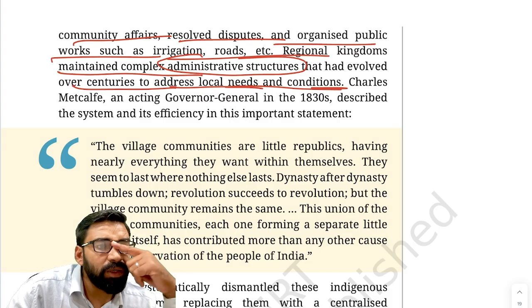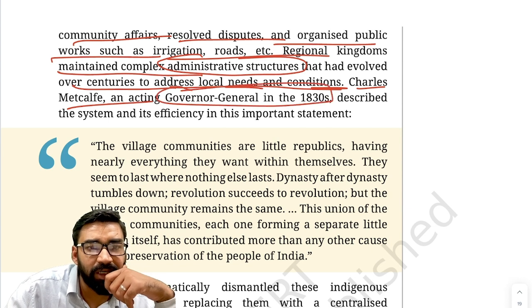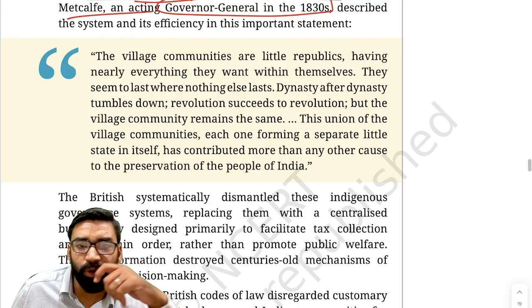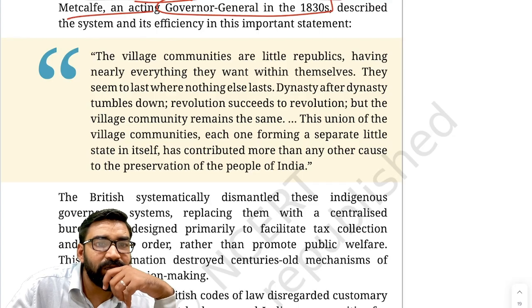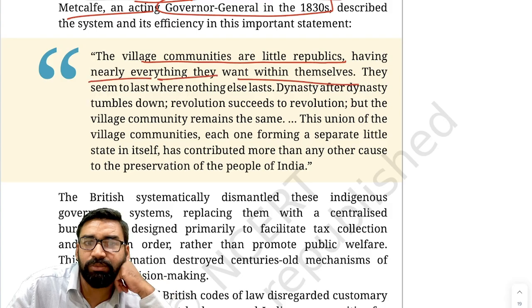Fine. Now, in this scenario, Charles Metcalfe, who was the acting Governor General in the 1830s. Now, Charles Metcalfe said one important line that village communities are little republics having nearly everything they want within themselves.